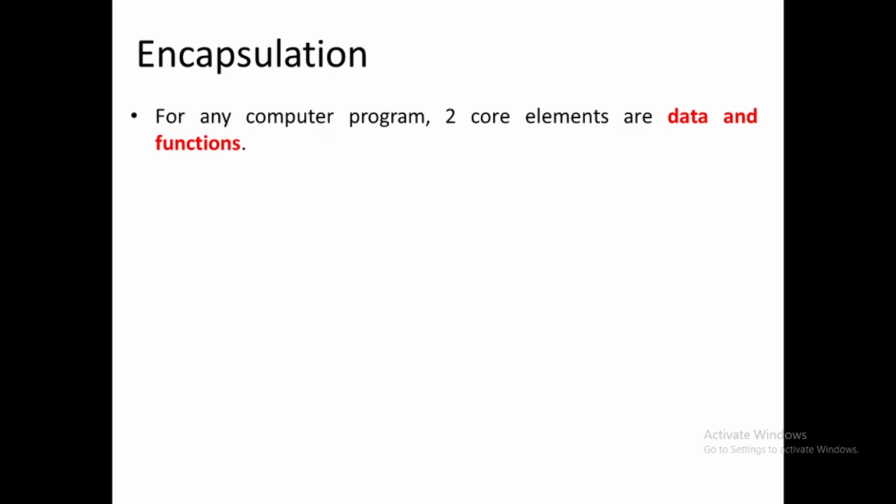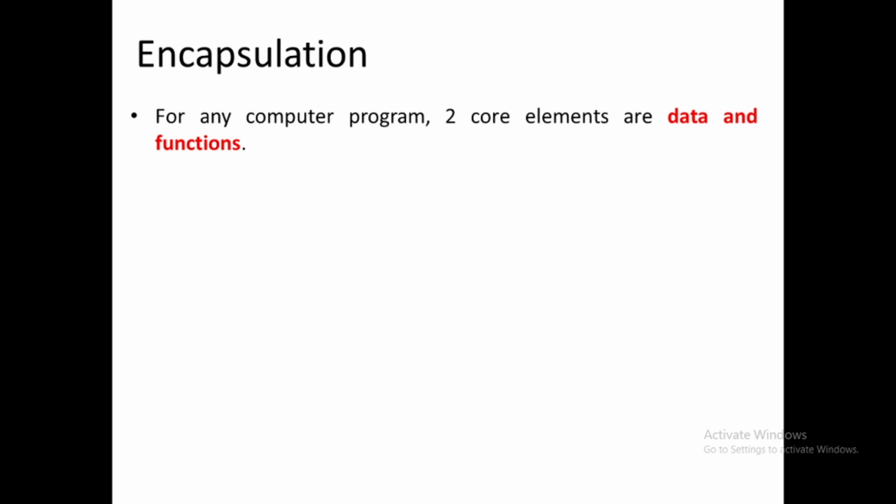For any computer program, 2 core elements are data and functions. This we have already discussed in the first lecture, that in any computer programming language there are 2 things: data and functions. Functions, you can also say coding program. So coding is necessary. Same way, when there is a need to store some information in a database, then we need a particular software, for example Access or Oracle, where we can store data. So data is also important here.